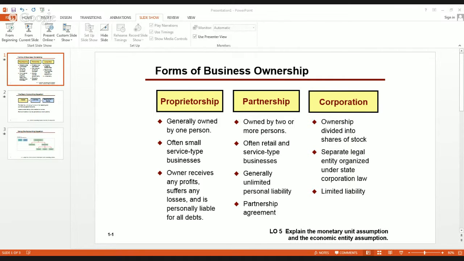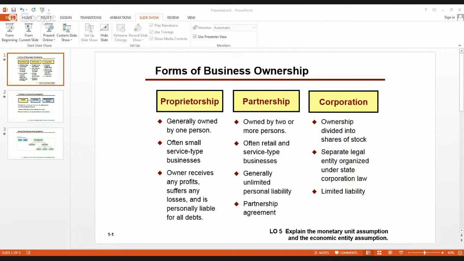Now, with a partnership, you've got two or more persons involved. It says here it's a retail or service type business, could also be a small service type business as well. And then you have that unlimited personal liability. More than likely, you'll find an agreement of some sort put together for the partnership. So that's another key point with that.